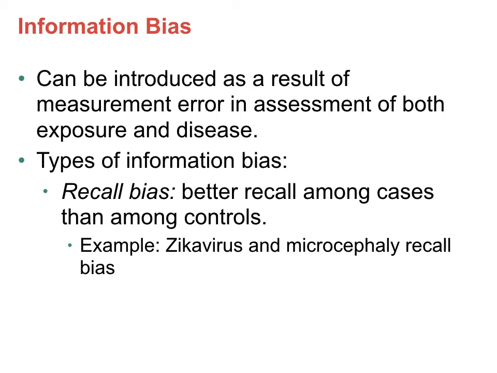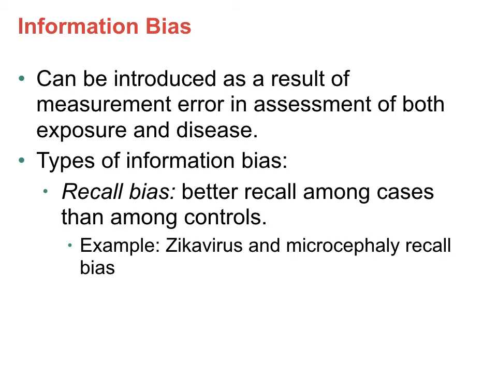So next, I'm going to shift to information bias. This is basically in the name: it's a bias based on the information that you receive. It can be introduced as a result of measurement error in assessment of both exposure and disease. There are a few different types of information bias. Recall bias is one example, and this is being better able to recall data or information among cases compared to controls.